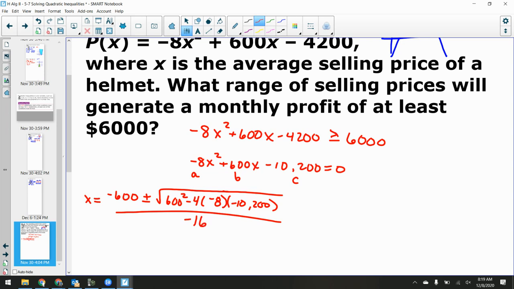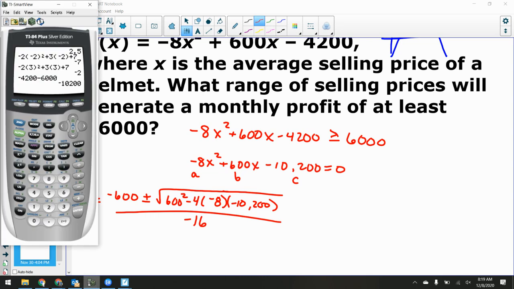Just double check you plugged it in right. Negative 600 plus or minus the square root of 600 squared minus 4 times negative 8 times negative 10,200, all divided by negative 16. Okay, so I go inside my radical, to my discriminant, and I say 600 squared minus 4 times negative 8 times negative 10,200. Okay, 33,600.